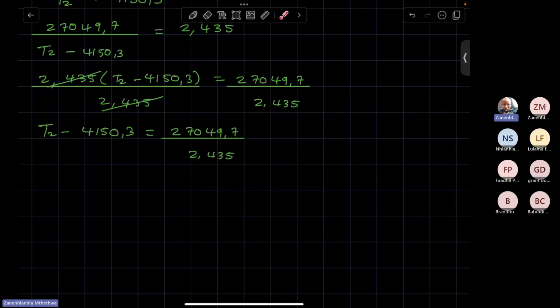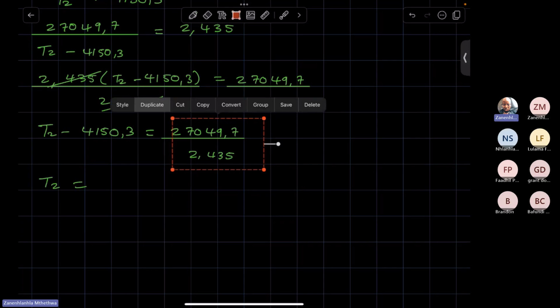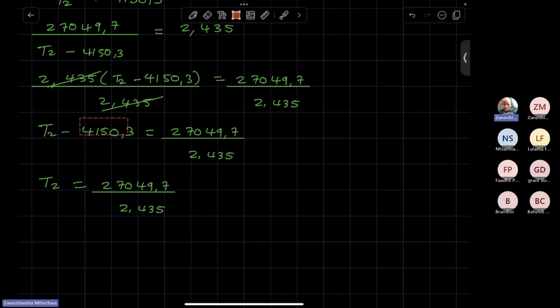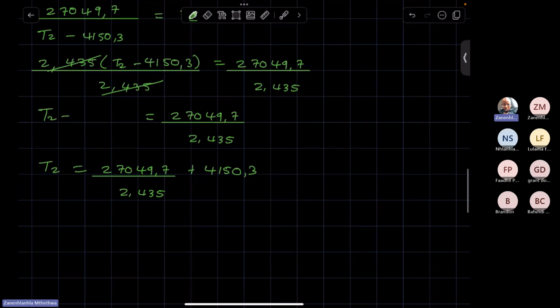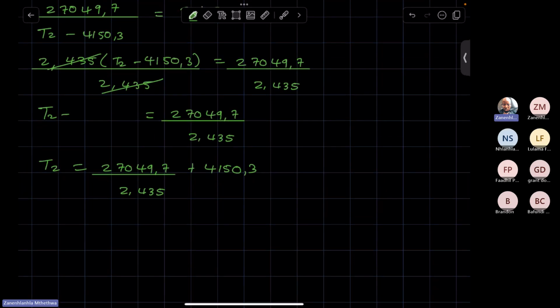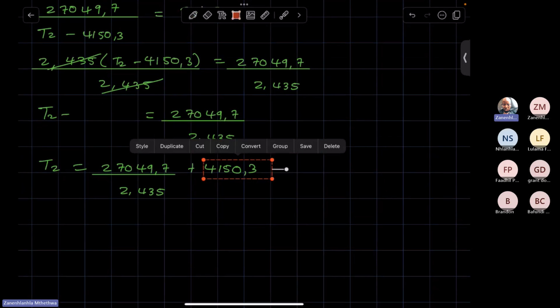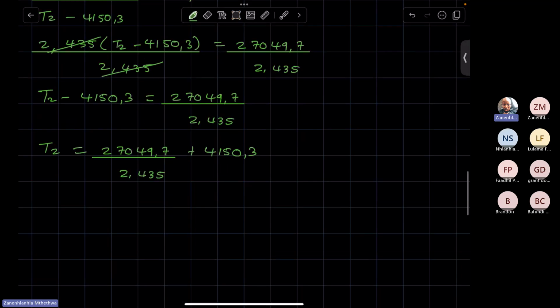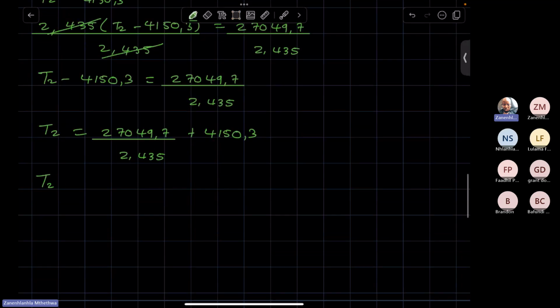And now I'm going to transpose this to that side. So I'll be left with T2 is equal to this here, and this becomes positive on this side, because we transposed it. I made a mistake here. And then from here I calculate.